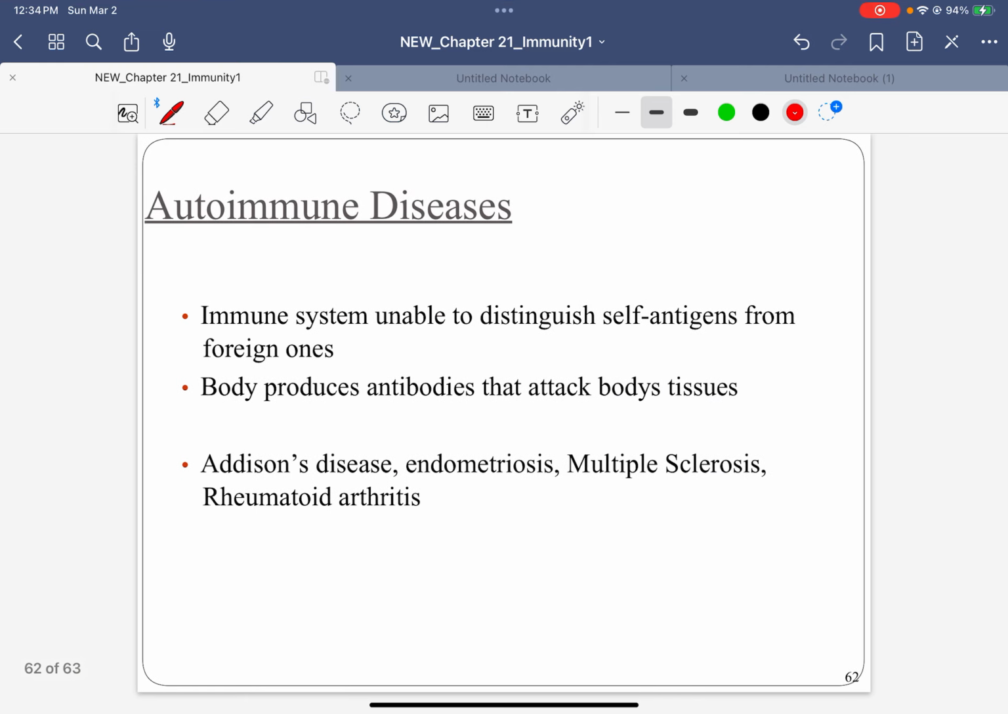Make sure you can have a simple definition of autoimmune. We talked about this already, I think. When your body attacks something normal. For whatever reason, your body is not able to differentiate self from non-self, and it attacks normal tissue.